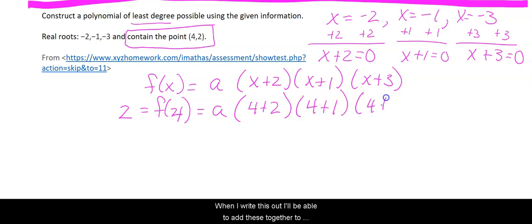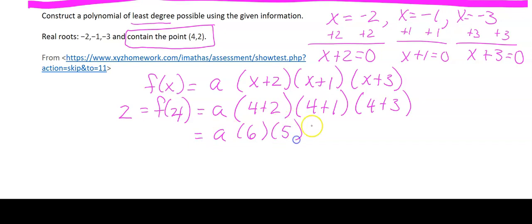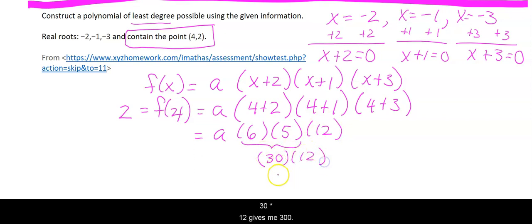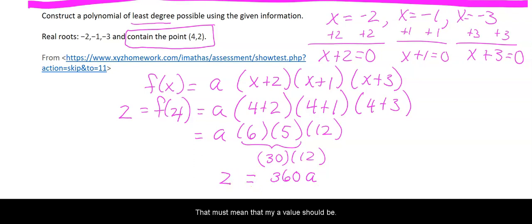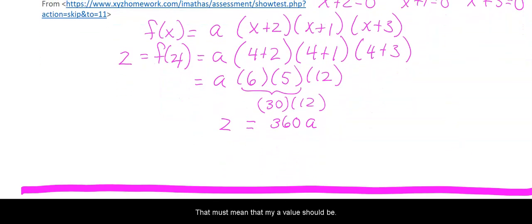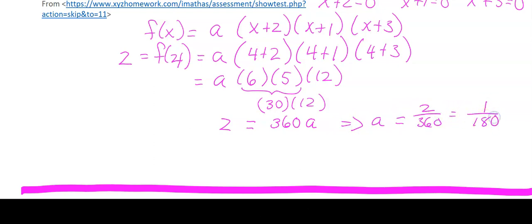When I write this out, I'll be able to add these together to get a times 6 times 5 times 12. 6 times 5 gives me 30, and 30 times 12 gives me 360. Multiplied by a should be 2. That must mean that my a value should be 2 divided by 360, which is the same as 1 divided by 180.